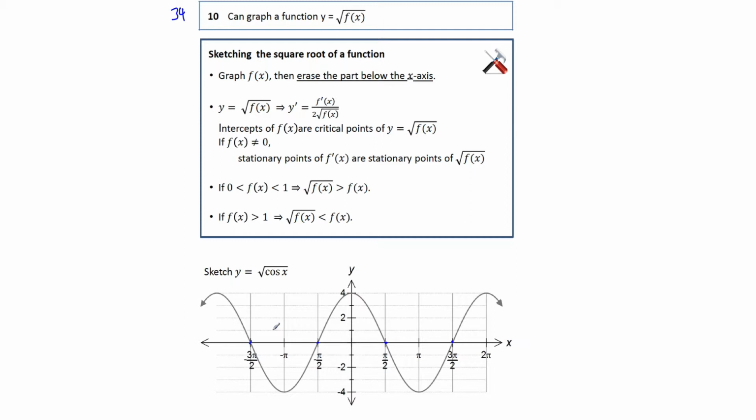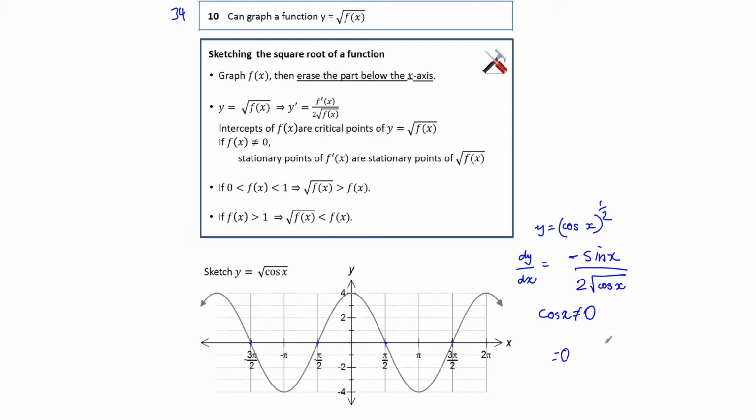We can look at the derivative. So let's do that. Well, we've got the function equals cos x to the power of a half. So the derivative will just equal negative sin x on 2 root cos x. Oh, it's going to be a negative. So cos x cannot equal 0.